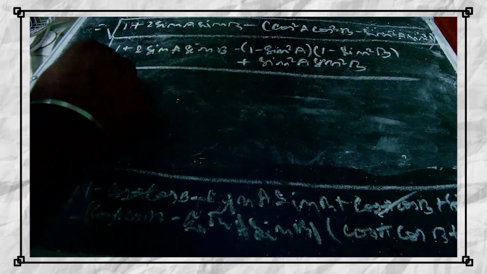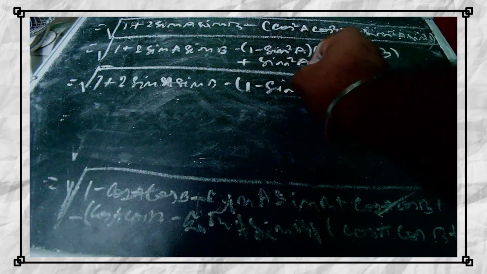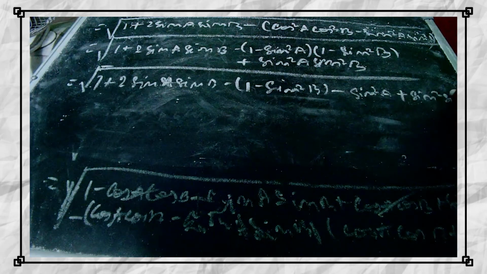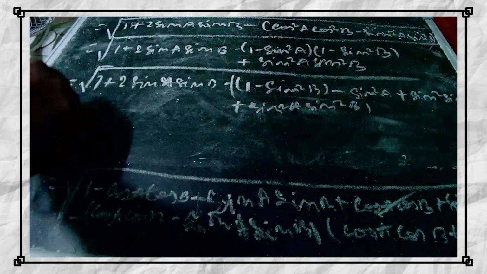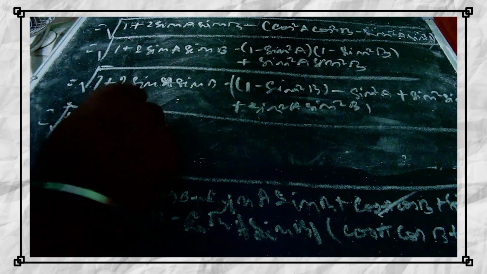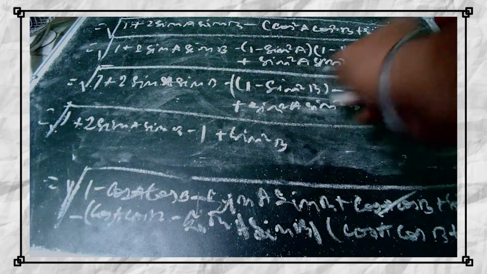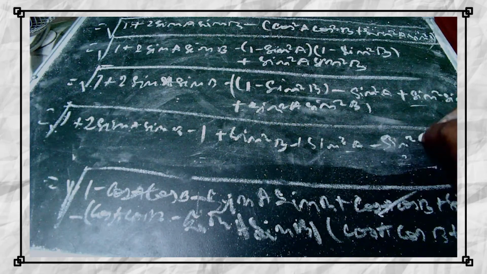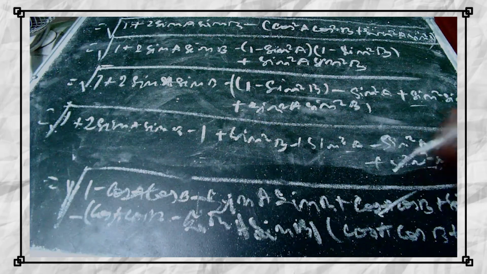So we'll get 1 plus 2 sin A sin B minus of 1 minus sin square B minus sin square A plus sin square A sin square B, and plus sin square A into sin square B. We'll simplify again, and we'll get root under 1 plus 2 sin A sin B minus 1 plus sin square B plus sin square A minus sin square A sin square B, and plus sin square A sin square B gets cancelled.